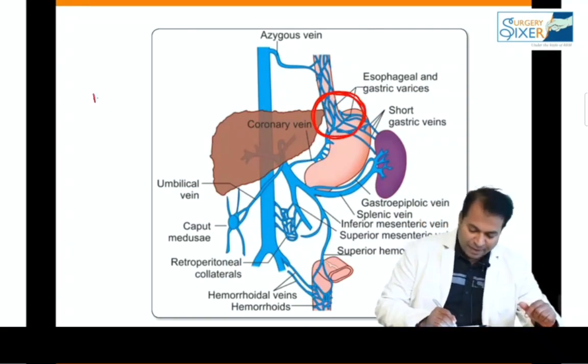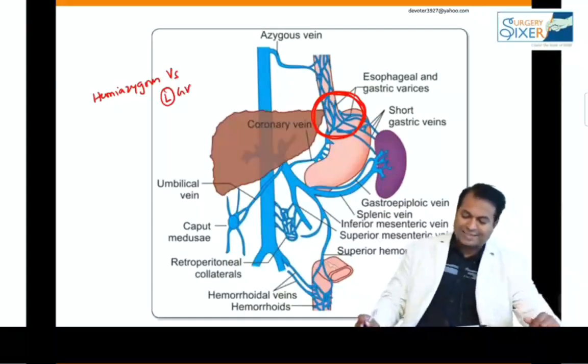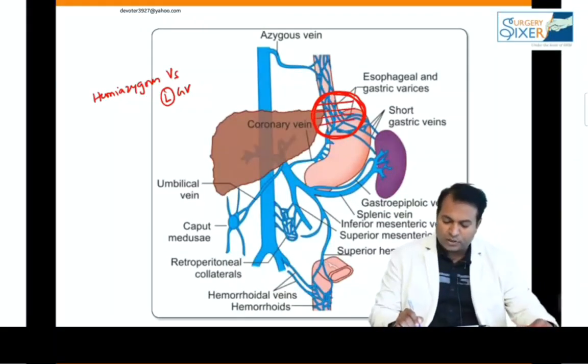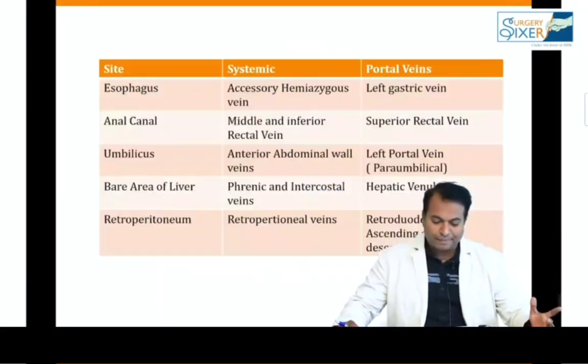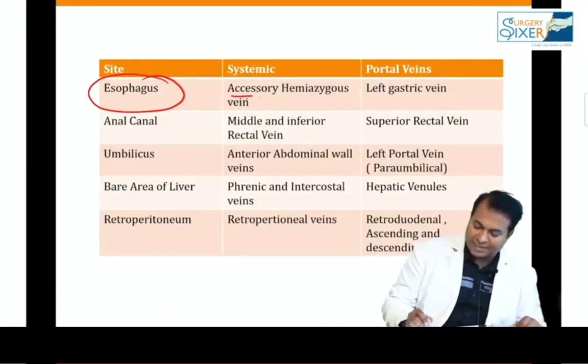Esophagus. It is between the accessory hemiazygous vein and what? The left gastric vein, also known as the coronary vein. It is the collateral here. That is the one which is going to cause rupture and esophageal variceal bleed. Okay, so please don't forget the esophageal collateral between accessory hemiazygous and left gastric.